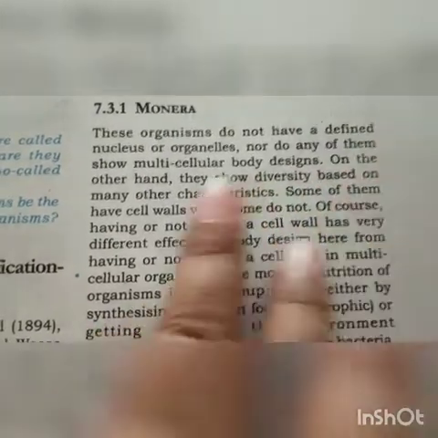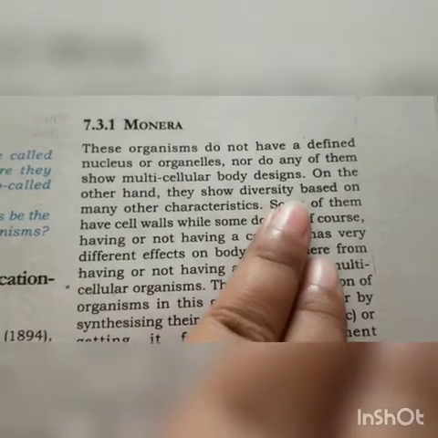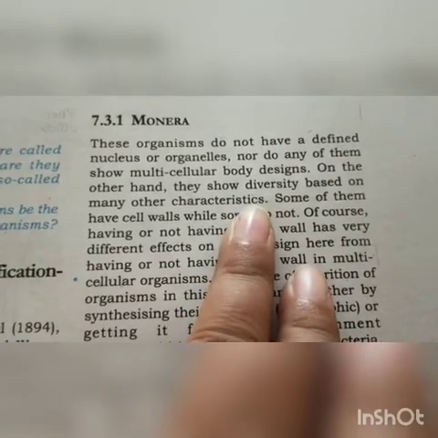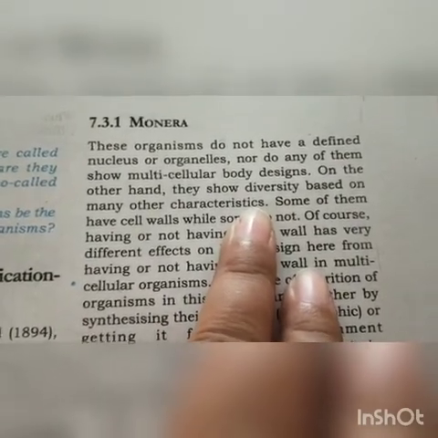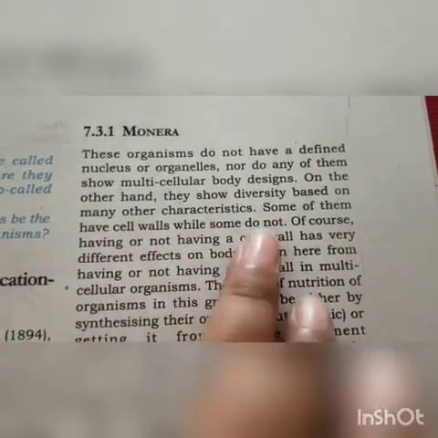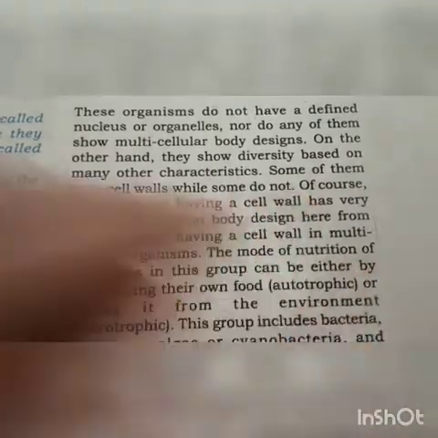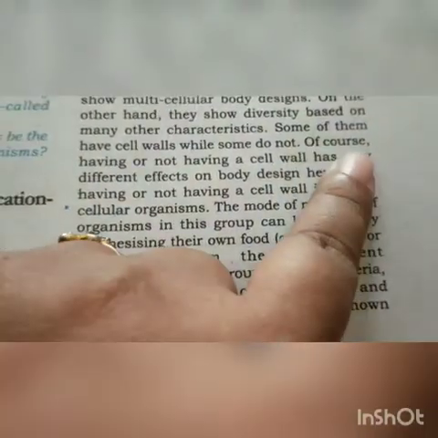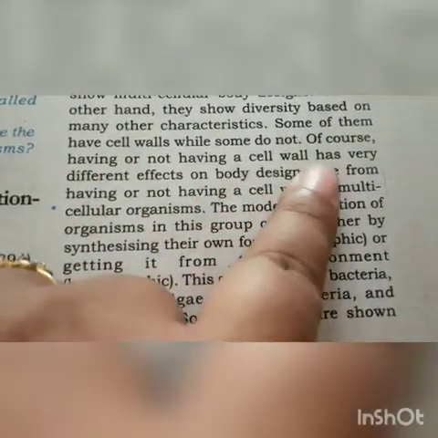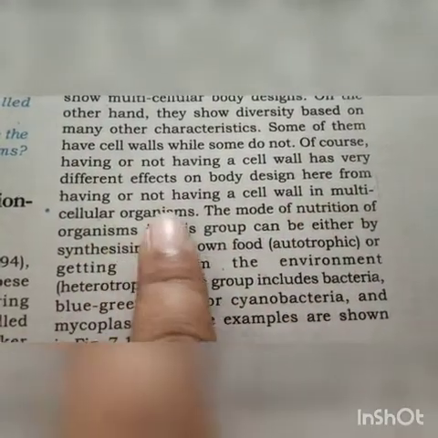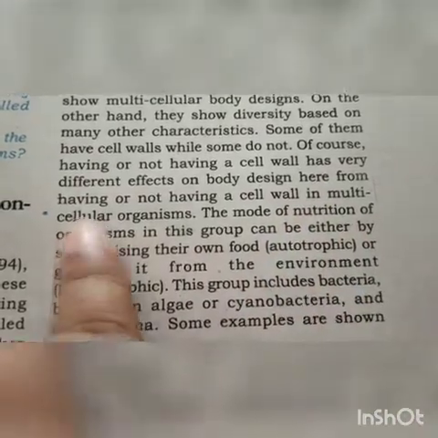On the other hand, they show diversity based on many other characteristics, meaning differences and varieties. Some of them have cell walls while some do not. So what different characters are they having? Some of them have a cell wall, but some of them do not. Of course, having or not having a cell wall has a very different effect on body design, as seen in multicellular organisms.